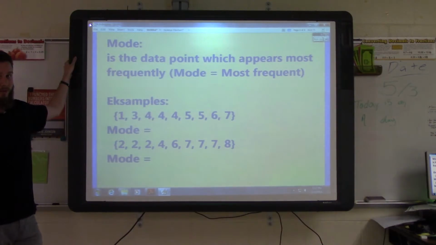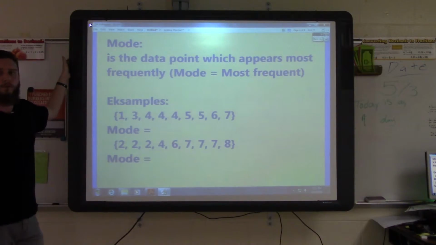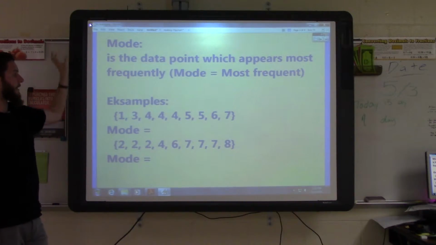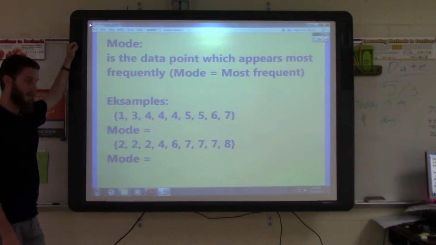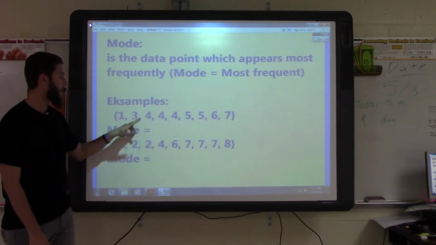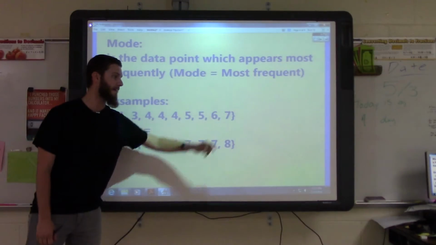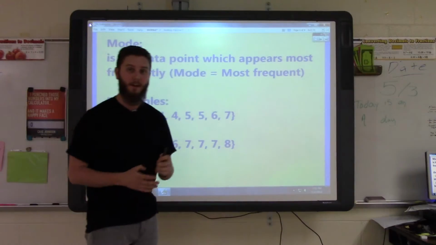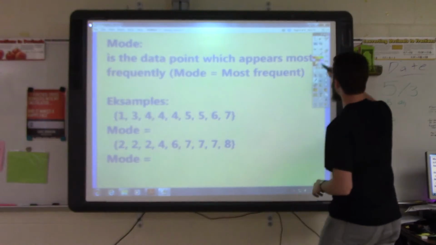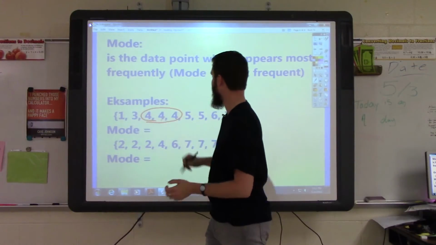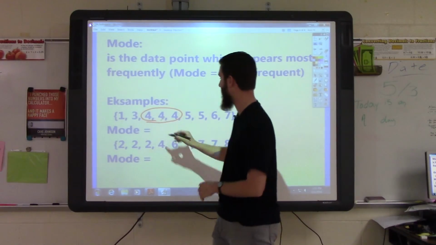Next up is the mode, and the mode is simply the most frequent number that appears within a set of data. Mode equals most. The mode is the most. So I've got two examples lined up right here. In this example, I have a set of data that looks like this. We've got 1, 3, 4, 4, 4, 5, 5, 6, 7. So in this set of data, it's kind of clear that our mode is going to be 4, since that number appears 3 times right here and appears more frequently than any other number.